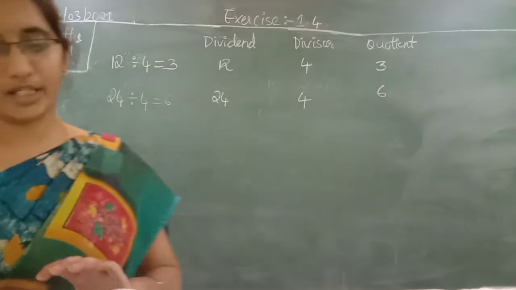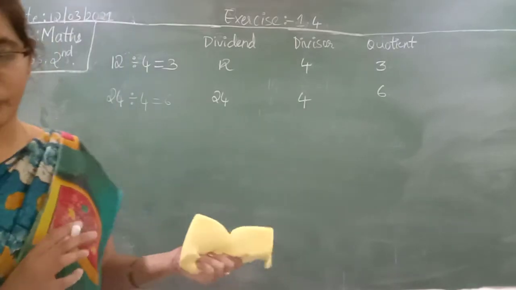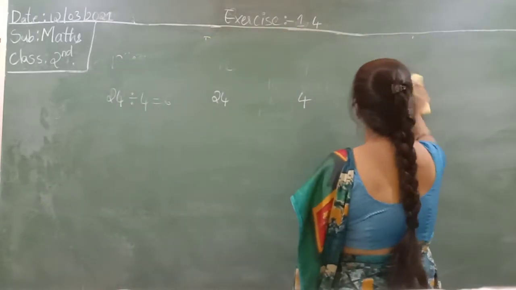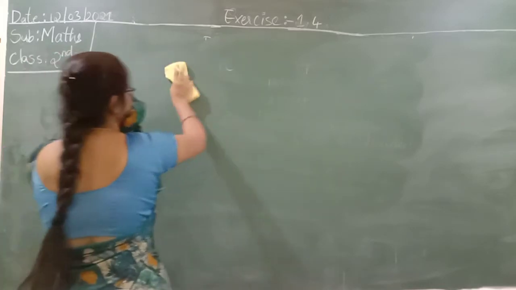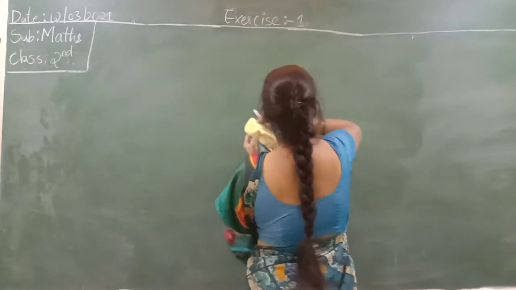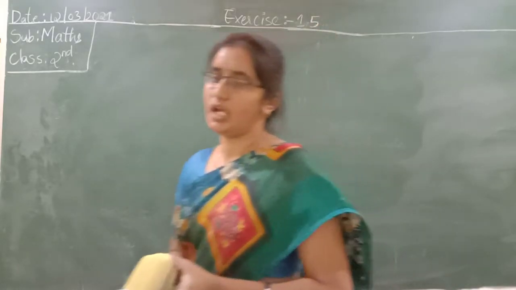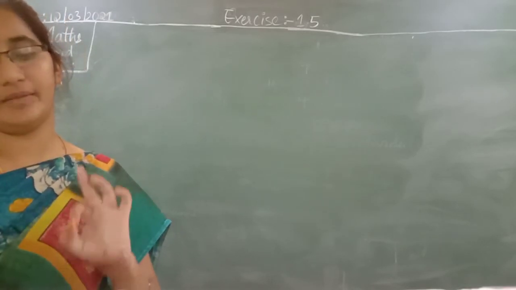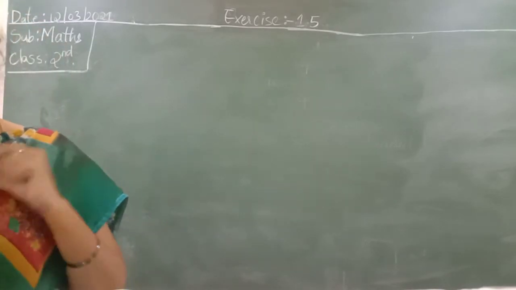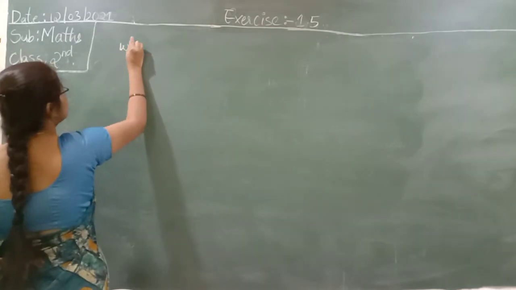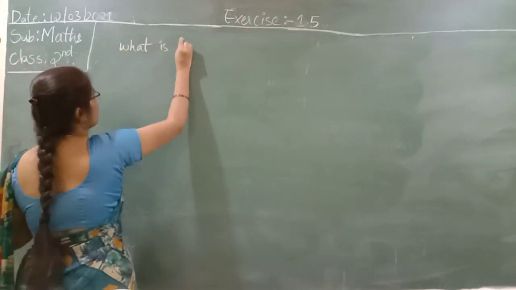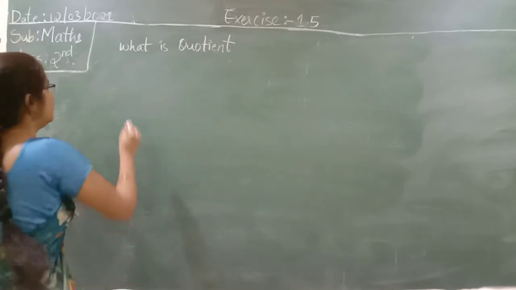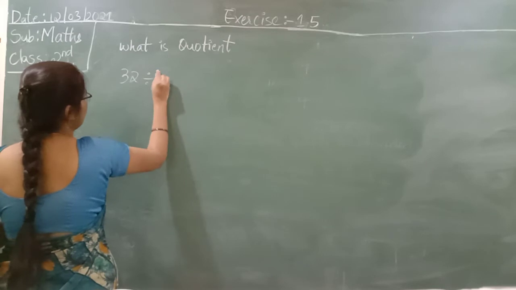That is exercise 1.4. Next we go to 1.5. Read out the question in 1.5: find the missing terms using the multiplication table. The first one they gave is the quotient, and they gave the example. First one they already did: 32 divided by 8 equal to 4.